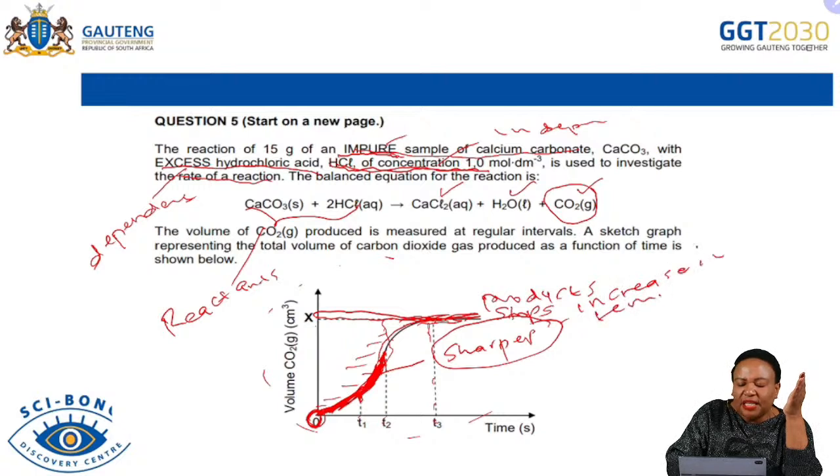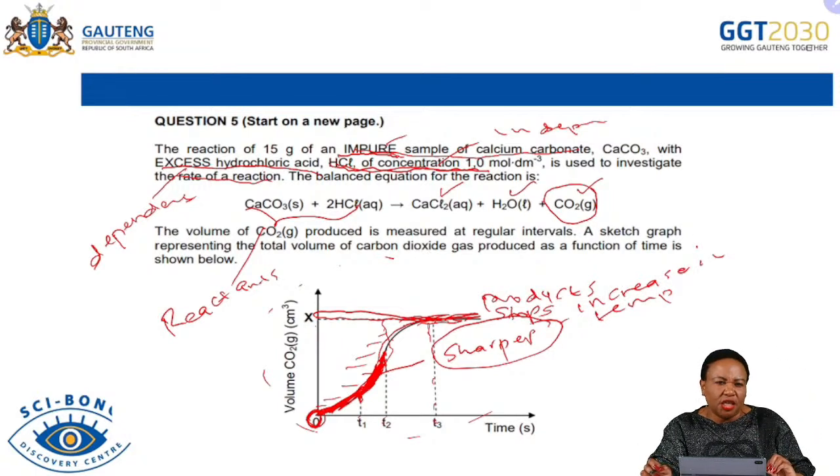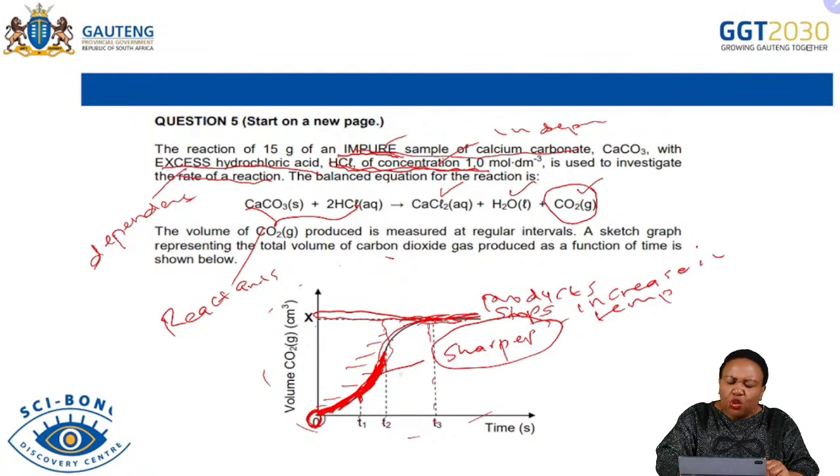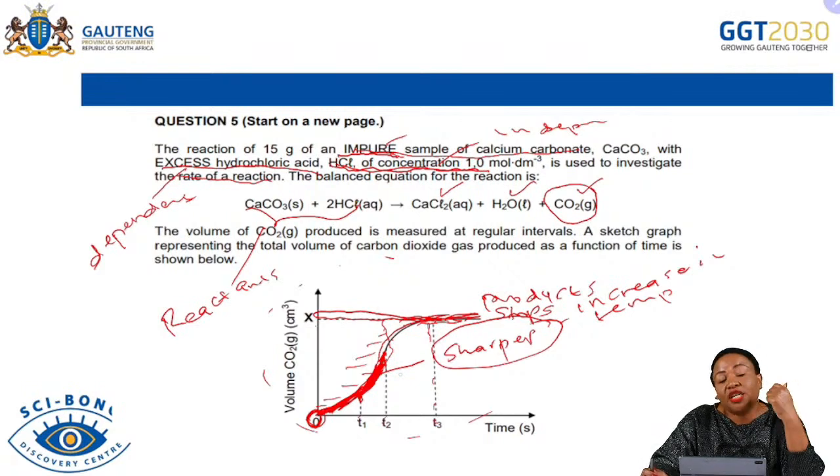And this sharpness shows that there was an increase in temperature. The examiner didn't tell you how the temperature was changed, but the shape of the graph is the one that told you that between T1 and T2, the temperature increased because my graph is becoming steeper. As the graph becomes steeper, it shows that the rate of reaction is increasing. And what is it that you must do to the temperature for you to increase the rate of reaction? You must increase the temperature.